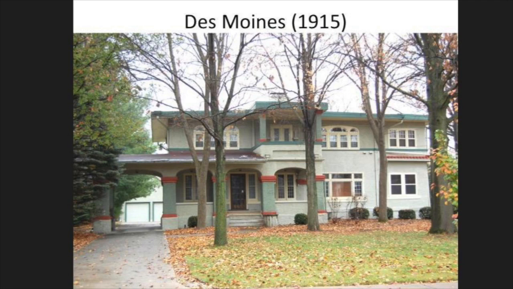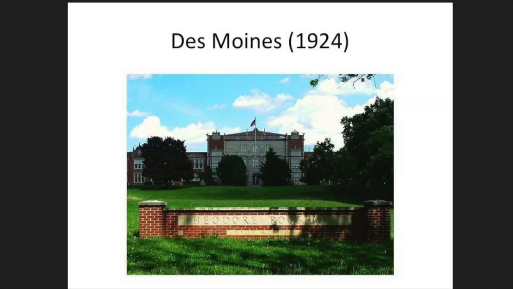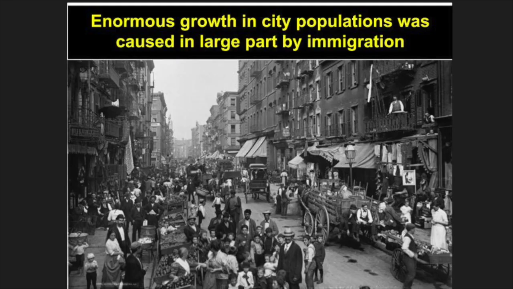Here's a house built in 1915. And 1916, and because there were more and more people there, that's when Roosevelt High School was built in 1924, which is just by there. Even in Des Moines, this urbanization, this buildup of cities, and then rich people moving away from the downtown where immigrants were moving into, further out into the neighborhoods we're kind of used to seeing today, suburban areas.